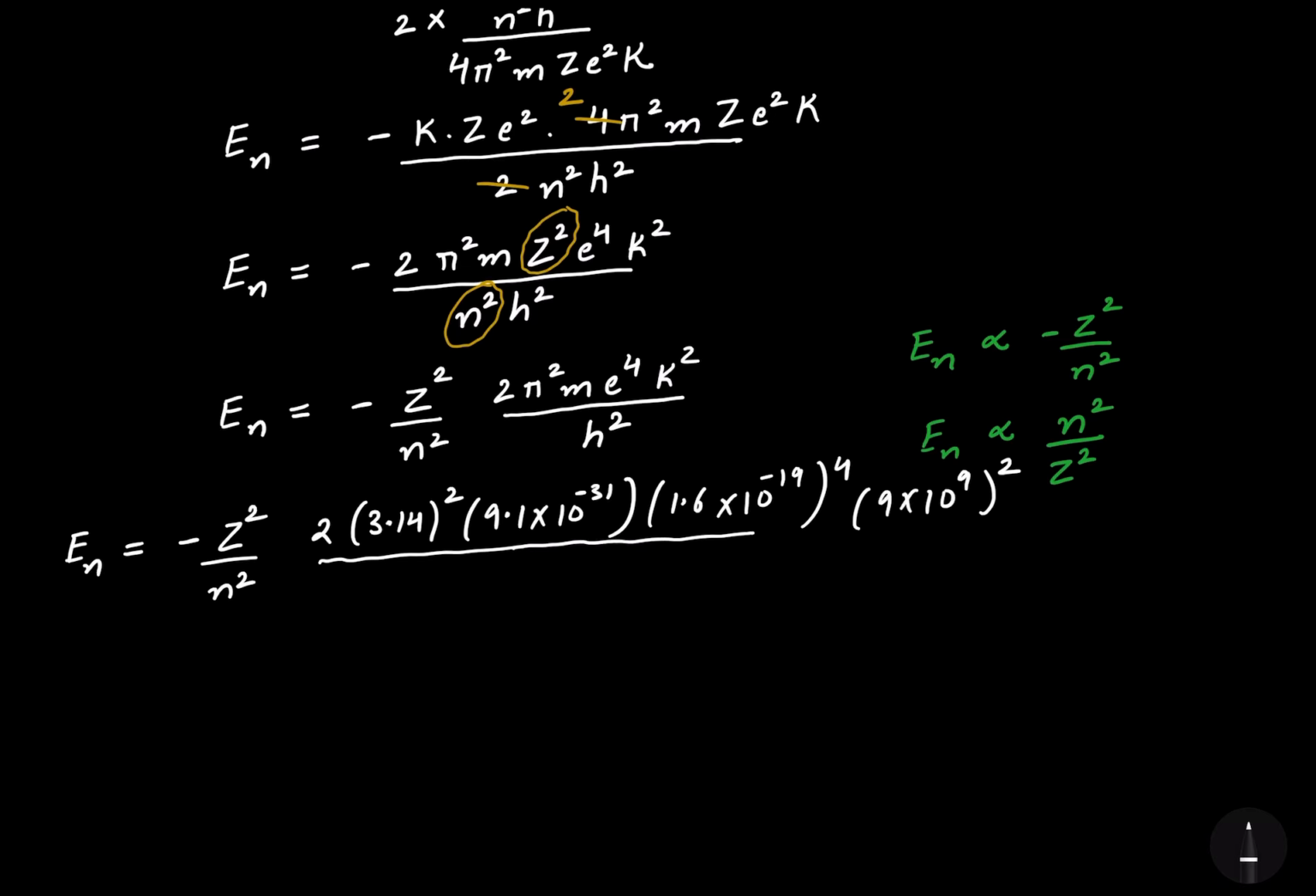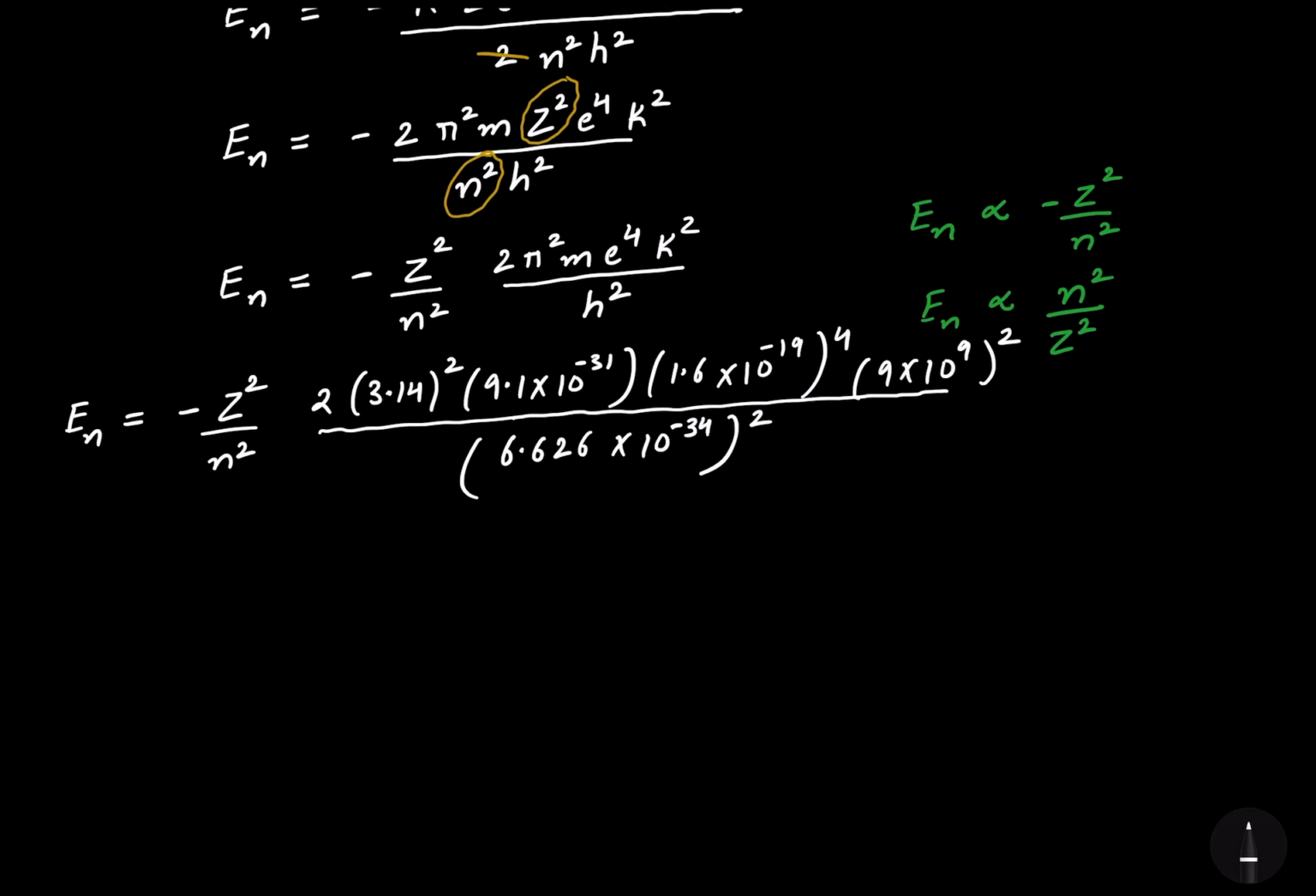Now let's come to the denominator. What's the value of h? It's 6.626 into 10 raised to the power minus 34, squared. From all this data, you will finally come to the formula, that's energy of electron in nth orbit comes out to be minus 2.18 into 10 raised to the power minus 18 Z square divided by n square.